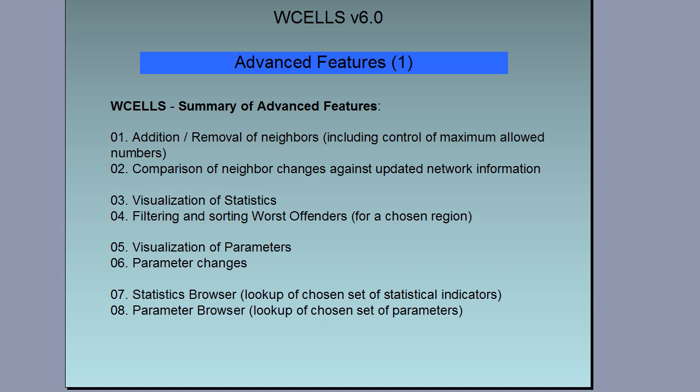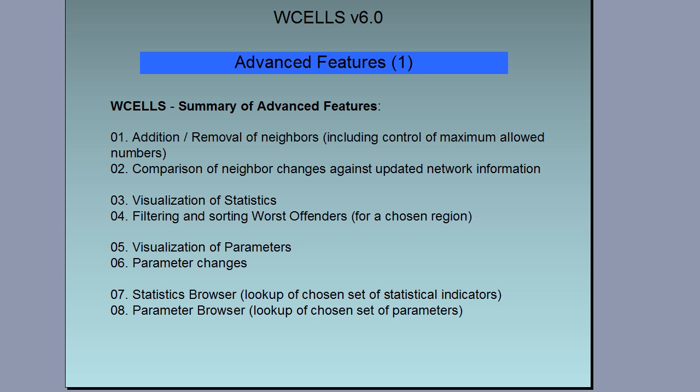Next, features relate to statistics. We are able to visualize statistical indicators on the map, and we are able also to create the list of worst offenders for a chosen region and for a particular indicator. Similarly, we can visualize the parameters, and also what we can do is create a list of parameter changes, all of those visualized on the map.